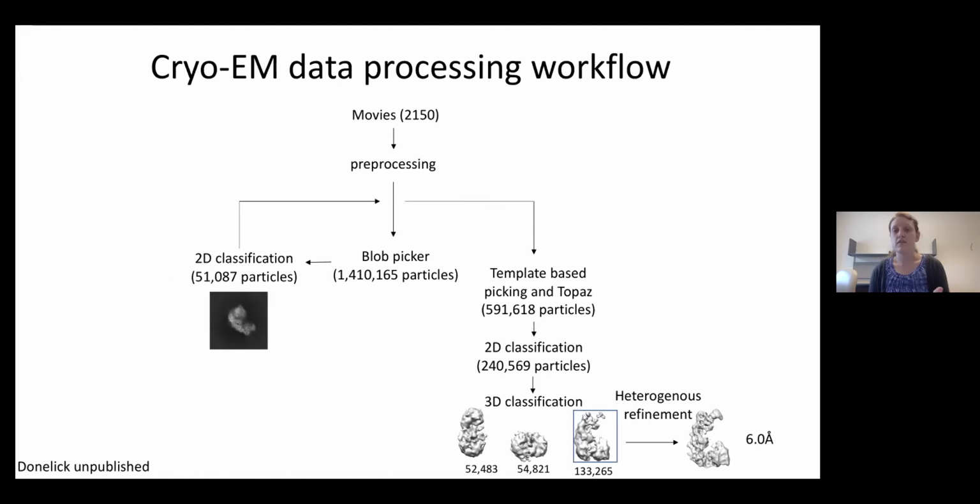These 2D classes were then used for template-based picking, and where my data workflow starts to diverge slightly from traditional methods is that I use both template-based picking and also the neural network picking method called Topaz. After template-based and Topaz picking, I was able to get slightly under 600,000 particles that then went through 2D classification again, where the best 2D classes had 240,000 particles. I then did 3D classification on those best particles and got 133,000 particles for the best class, which underwent heterogeneous refinement to our final 6 angstrom structure that we have today.